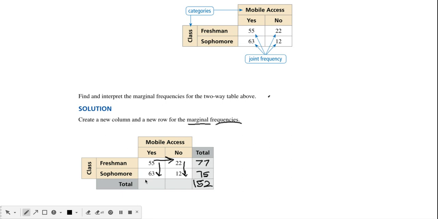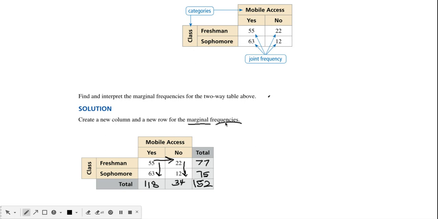As you can see right here, we have 118, and down this row we have 34. Okay, so as you add across the bottom row, you should get 152. And as you add down the horizontal row, you should also get 152. Because there are 152 students, whether they're freshmen or sophomore, whether they have mobile access yes or mobile access no, there's still 152 total, right? So a yes plus the no would be 152, and a freshman plus the sophomore would be 152. And you can see that in our total.